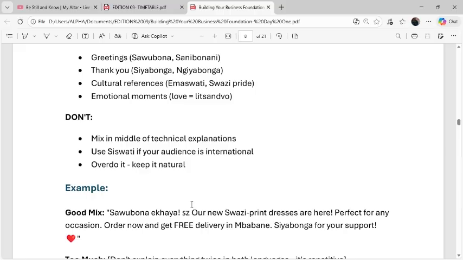For instance, let's look at this. Sawubona Makaya. Our new Swazi print dresses are here, perfect for any occasion. Order now and get free delivery in Manzini. Siyabonga for your support. You see what I'm saying?